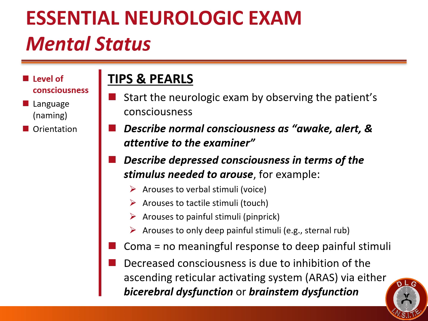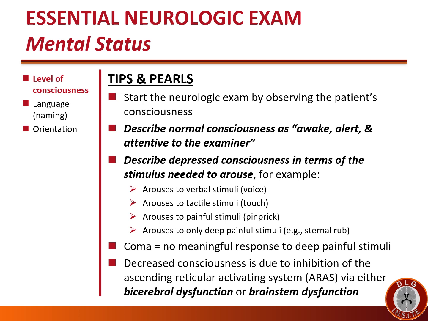Tips and pearls for mental status, level of consciousness. Start the neurologic exam by always observing the patient's consciousness. Describe the normal consciousness as awake, alert, and attentive to the examiner. Describe depressed consciousness in terms of the stimulus needed to arouse. For example, aroused to verbal stimuli or voice, aroused to tactile stimuli or touch, aroused to painful stimuli or pinprick, or aroused to only deep painful stimuli such as sternal rub. Coma means no meaningful response to deep painful stimuli.